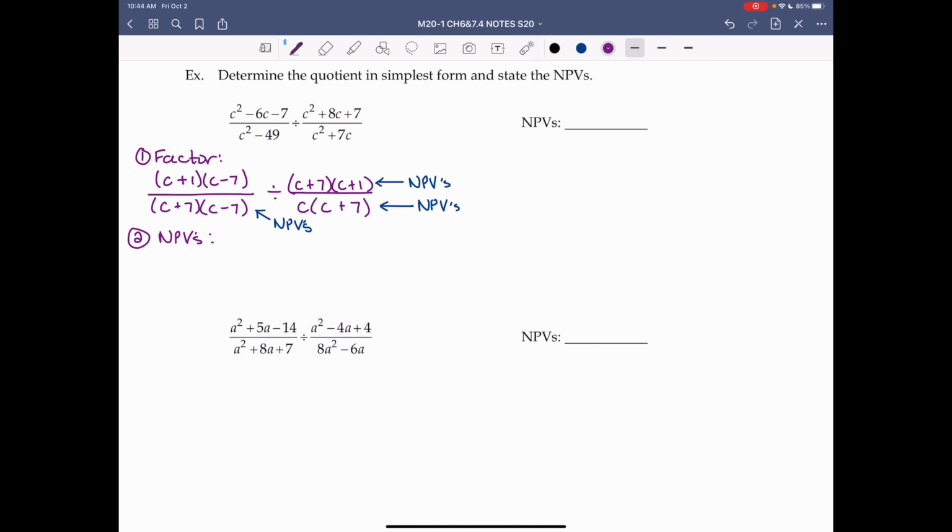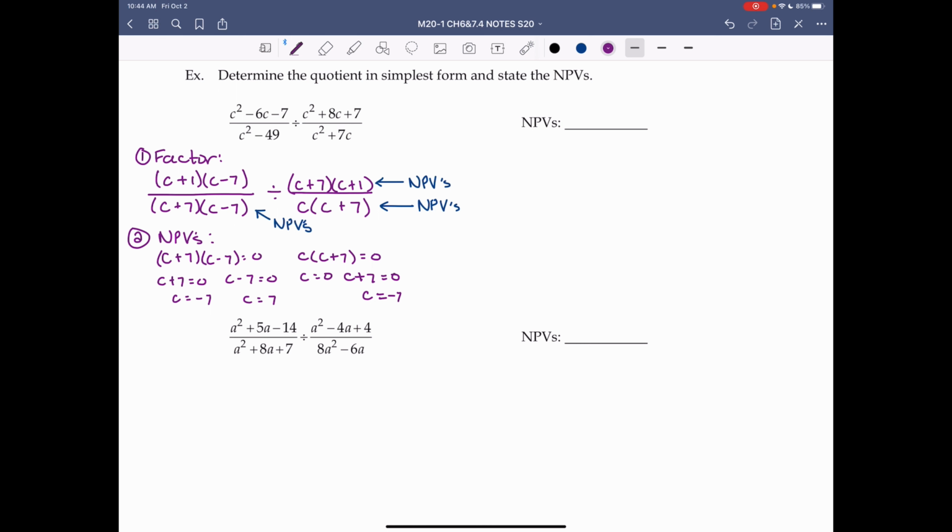Looking at the bottom of the first one, we have c plus 7 times c minus 7. We want to know when that's equal to 0, which is when c plus 7 equals 0, which is c equals negative 7, and also when c minus 7 equals 0, which is c equals 7. And then in the next one, for the denominator, c times c plus 7, we want to know when that's equal to 0. It would equal 0 when c equals 0, or when c plus 7 equals 0, which is when c equals negative 7. We already had that from our first denominator.